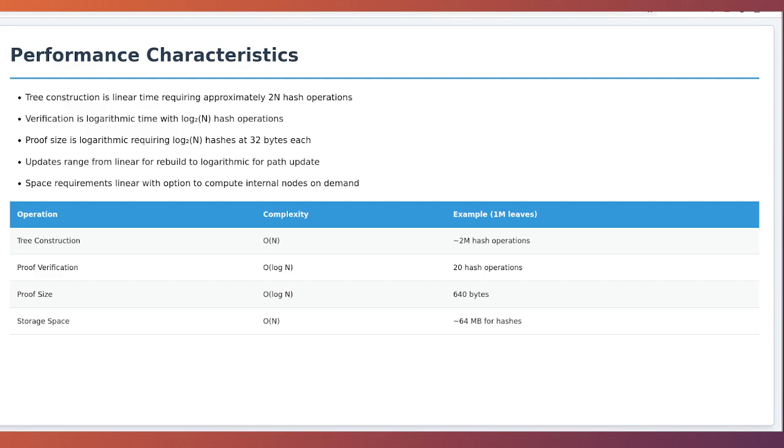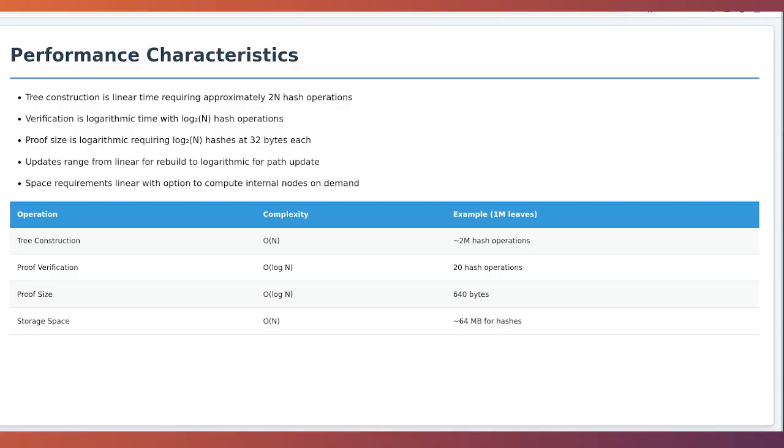Proof size is also logarithmic. A proof consists of log base 2 of n hashes, each 32 bytes for SHA-256. This means proof sizes are very small. For 1,000,000 leaves, only 640 bytes. This is why Merkle proofs work well even on mobile networks with limited bandwidth.